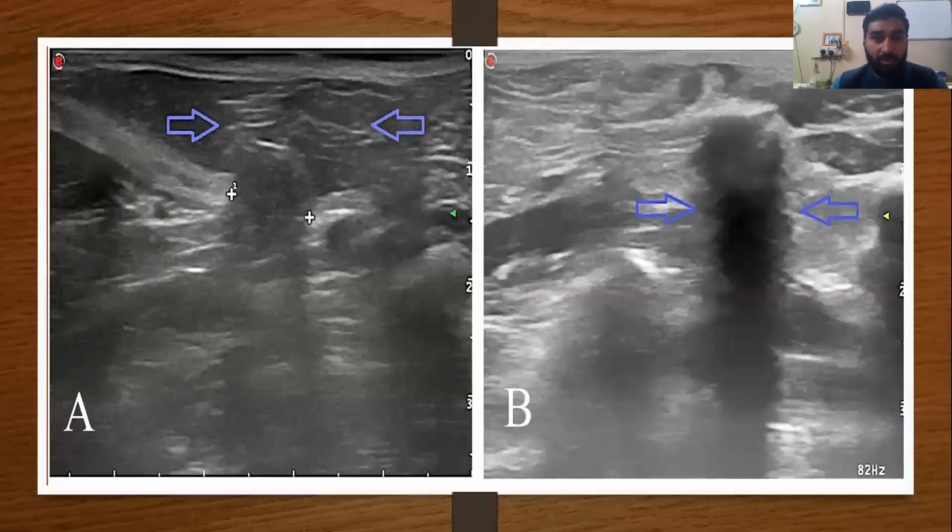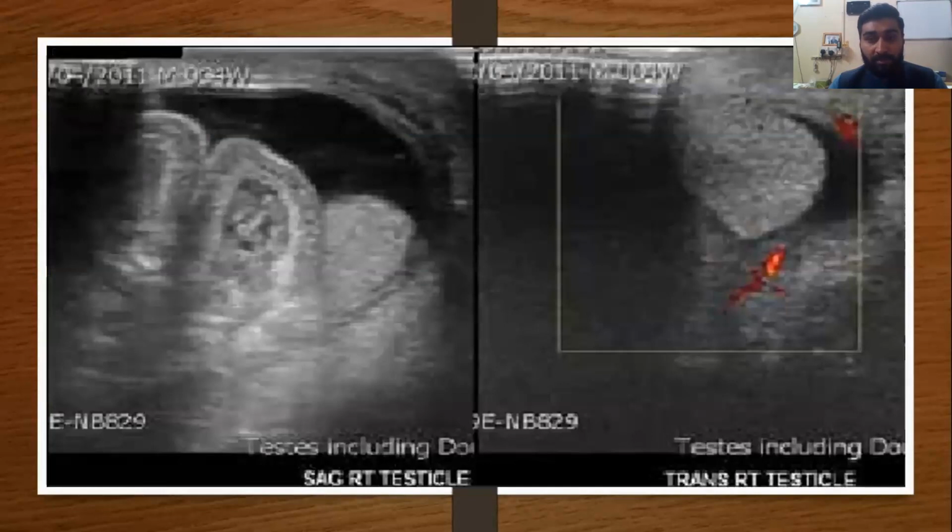Well, image A showed a defect gap measured between the calipers, through which the small bowel and omentum are herniating and protruding. Similarly, in image B, well, image A again is an inguinoscrotal hernia with the gut loops in the scrotal sac.